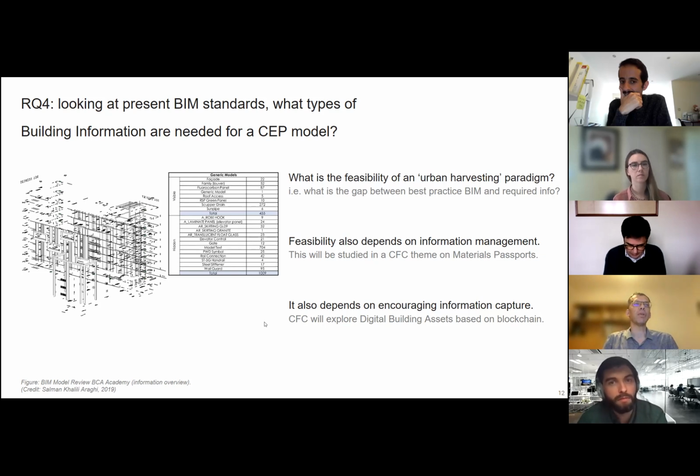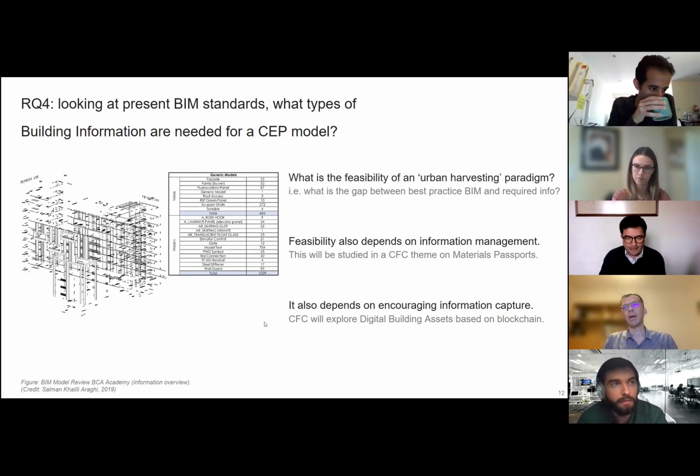What extra information has to be available in the model, and how can we have these practices adopt to collect this information? And this, of course, depends very much on the information management, which will be studied in the material passport team of the Circular Future Cities. And it also depends on encouraging information capture, for which we are exploring the use of blockchain for exploitation of digital building assets, again, in a slightly different theme of the project.